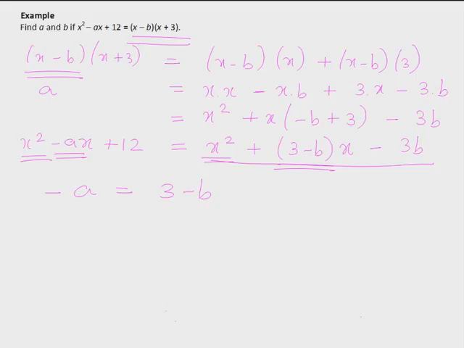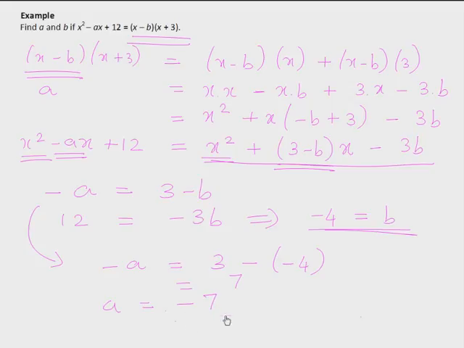And finally the constant term. That's 12 on the left hand side and minus 3b on the right hand side, so they must be equal. Well, this can be solved. I divide by minus 3 on both sides, so I get minus 4 equal to b. I substitute minus 4 for b in the first equation, and I get minus a is equal to 3 minus 4, which is equal to 7. So a is equal to minus 7. And I have my unknowns a and b.